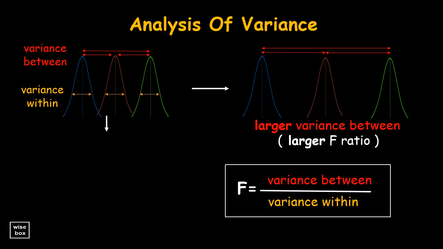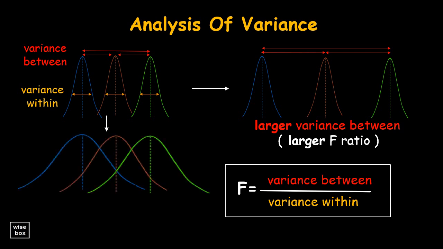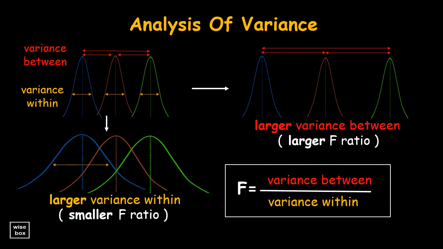If somehow the data of the curves of three different groups changed, such that the curves become broader, this would result in larger variances within the groups of data. Since the between variance is still the same, this would then result in a smaller F ratio. A small F is evidence to accept the null hypothesis, since it indicates that there is more difference within groups than between groups.